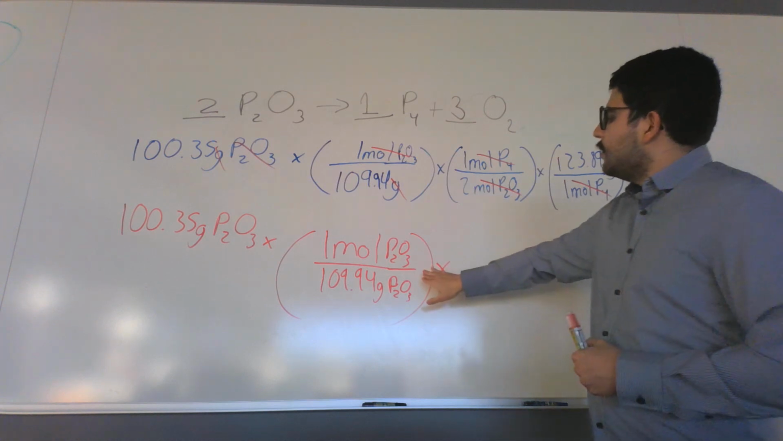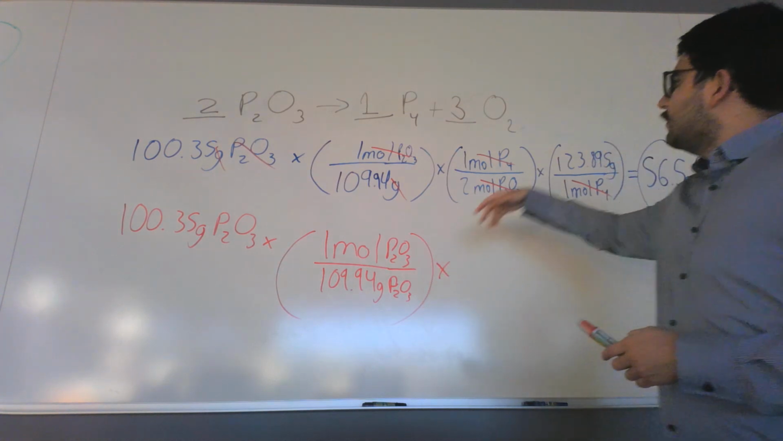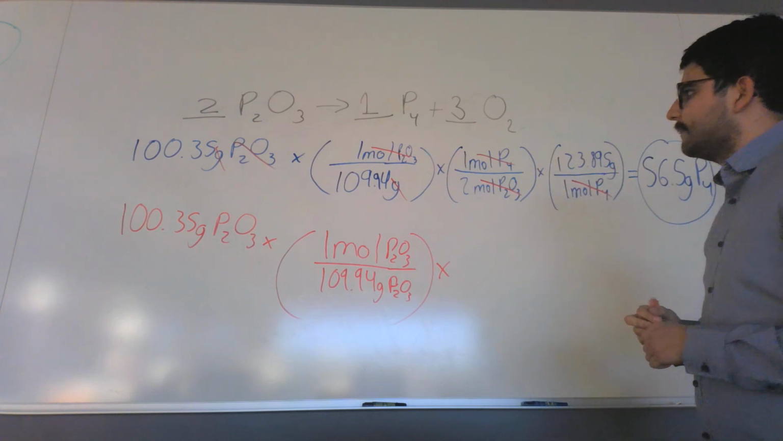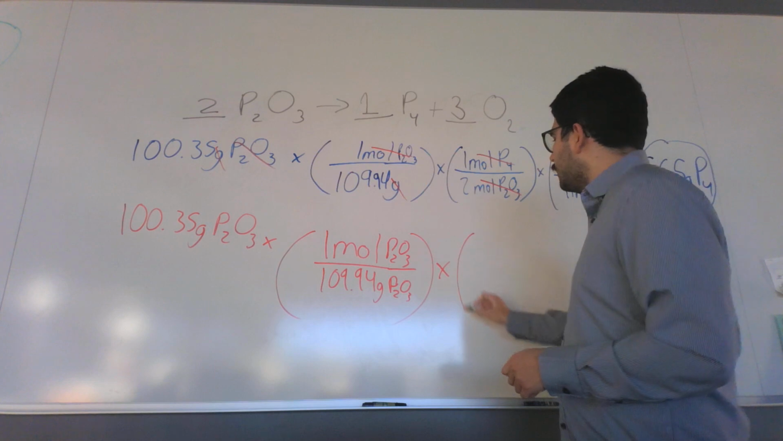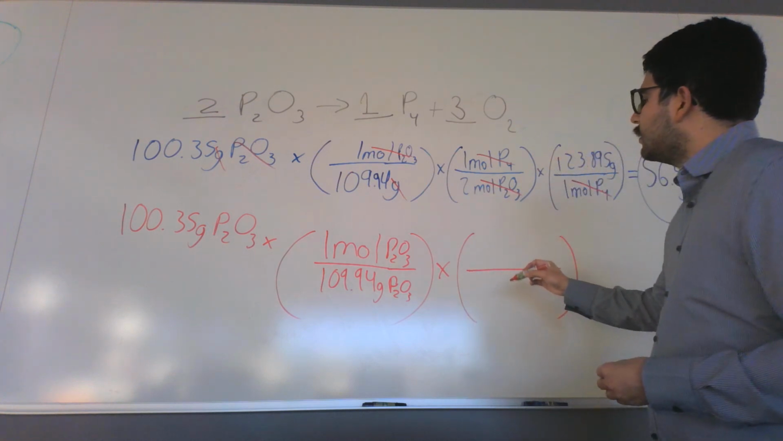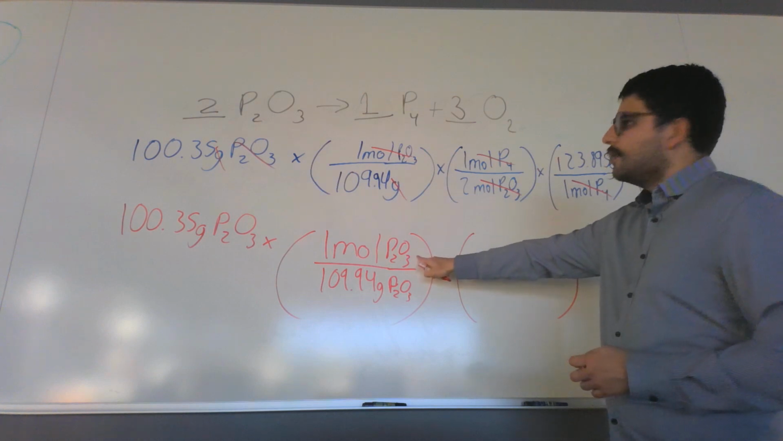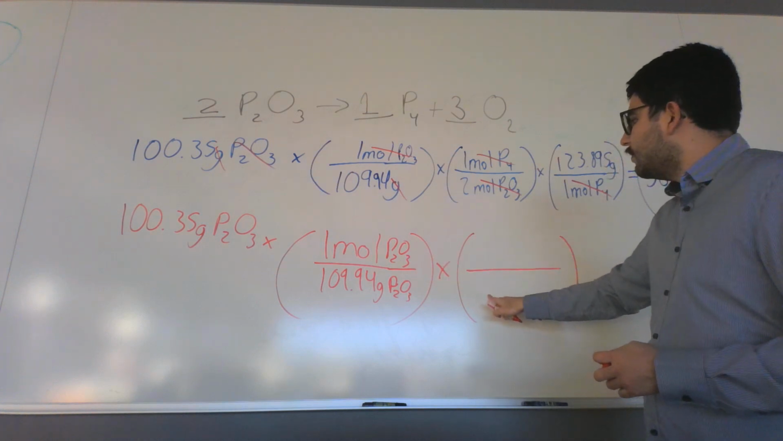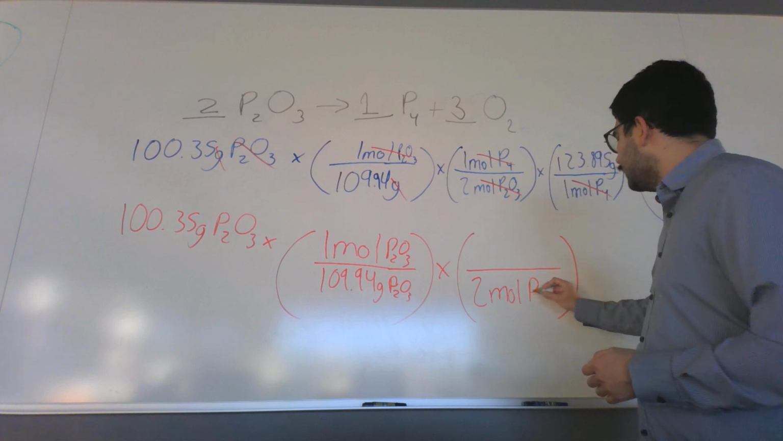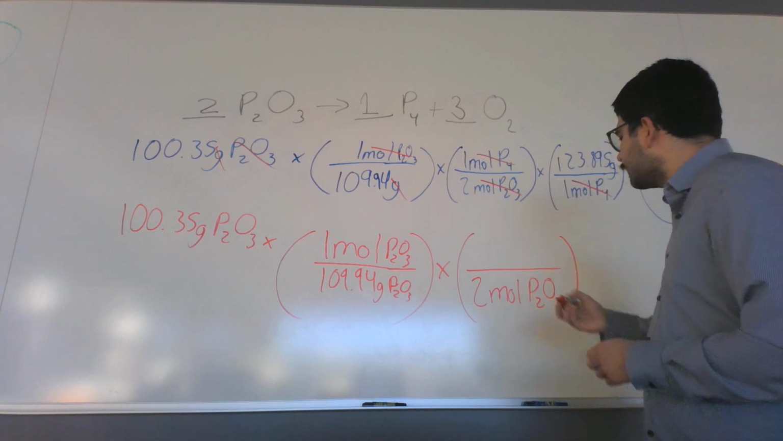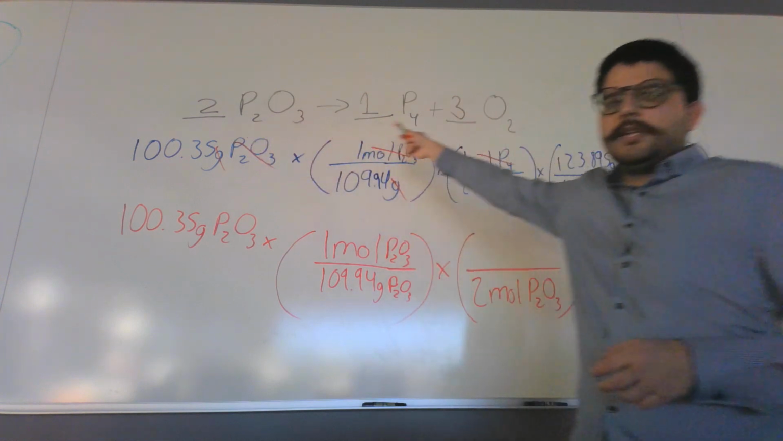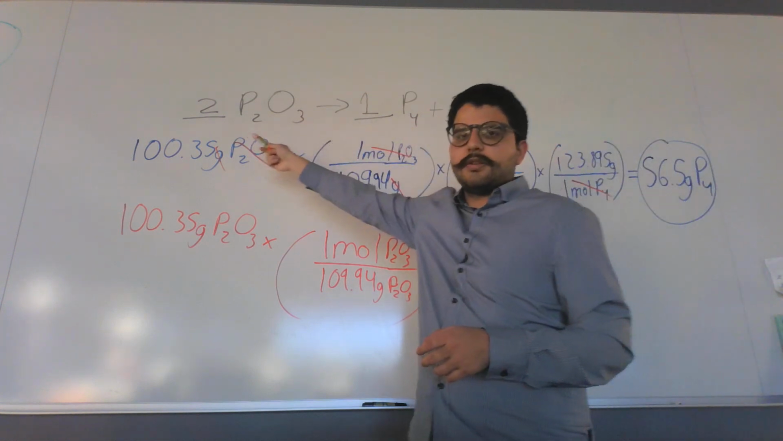But now instead of going from the moles of P2O3, we need to find the moles of oxygen, and from there the grams of oxygen. And here's where we use the mole ratio conversion factor. We're trying to eliminate P2O3, so on the bottom we're going to put the 2 moles of P2O3, and we get that again from the balanced chemical equation. That's why balancing chemical equations are so important.